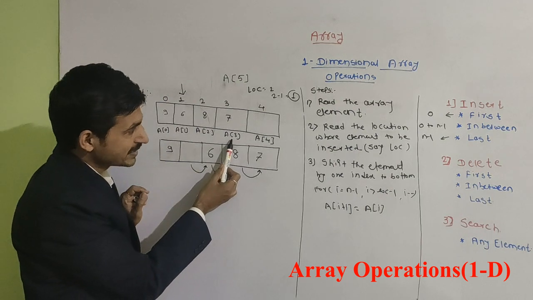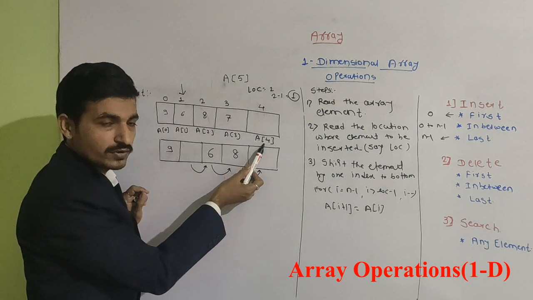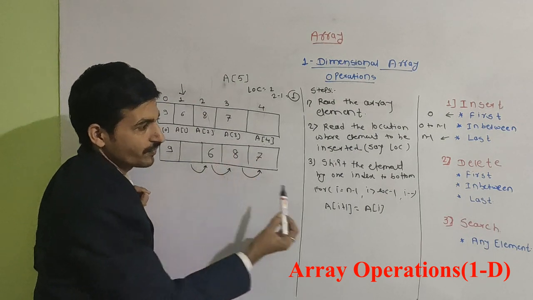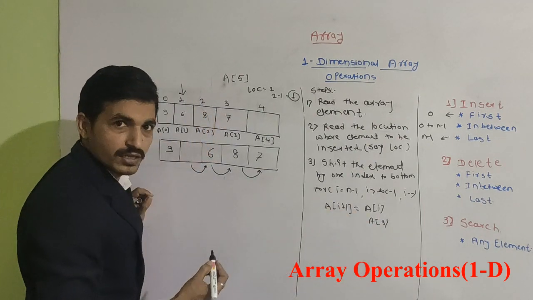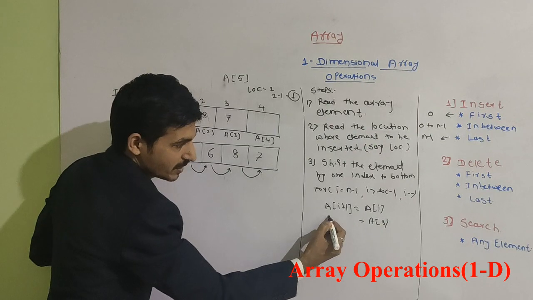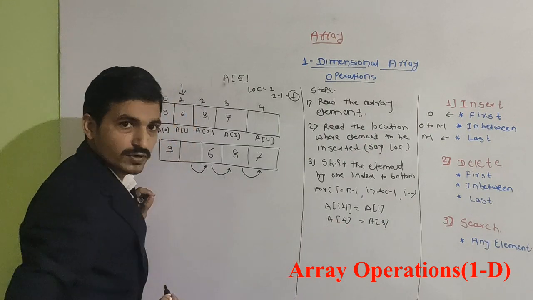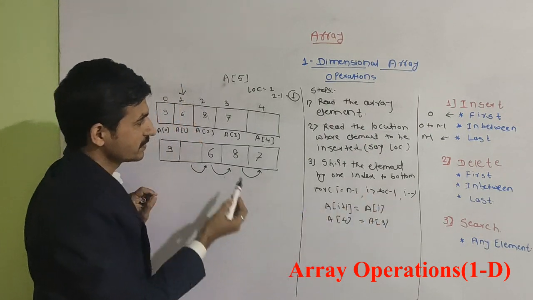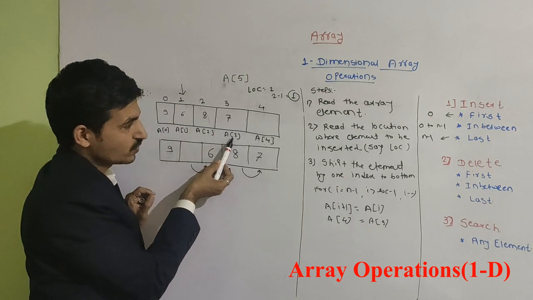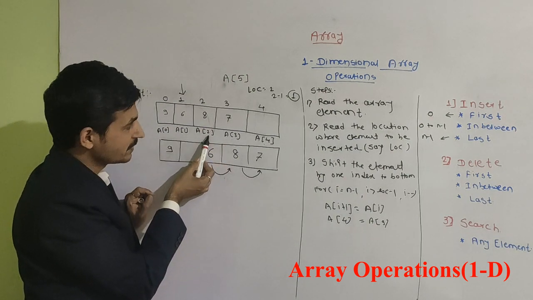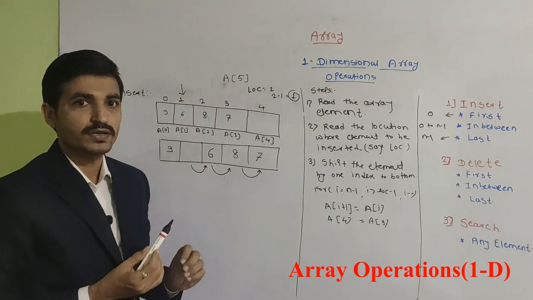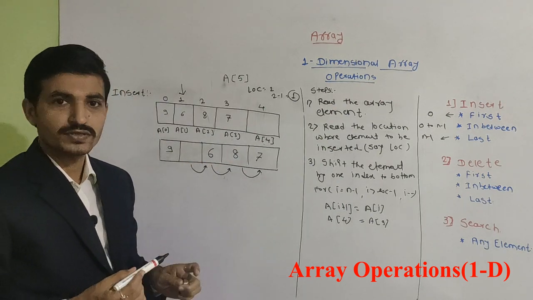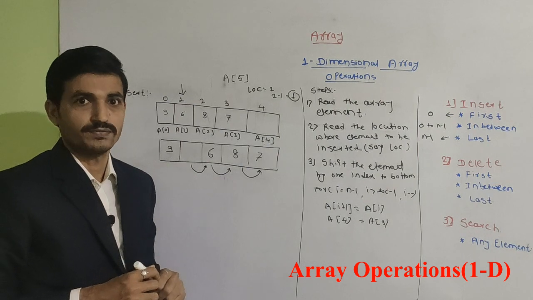For example, this third index element I want to be now a of 4. So a of 3 will be copied into a of 4. This is my a of 3. Suppose I is equal to 3, then a of 3 will be copied into a of 4. I gets decremented, then I is equal to 2. So the second index element will be copied into the third index, and so on for all the elements. In this way, we will first shift the elements towards the bottom.